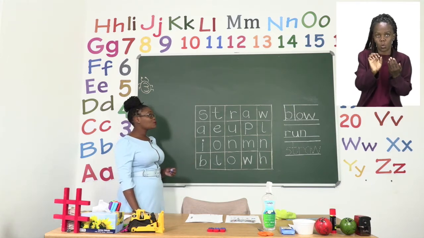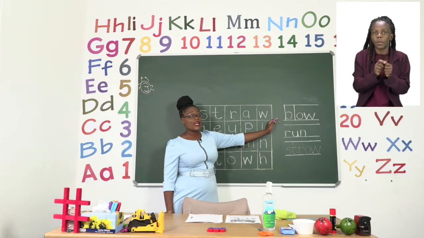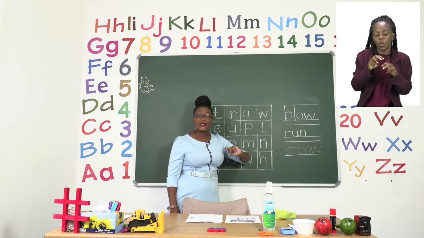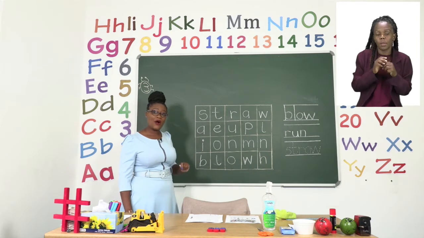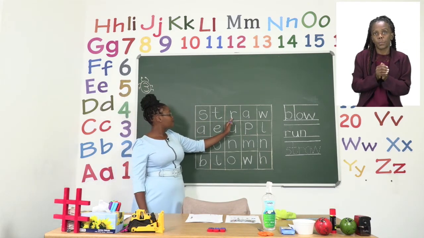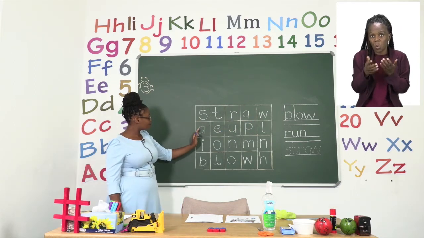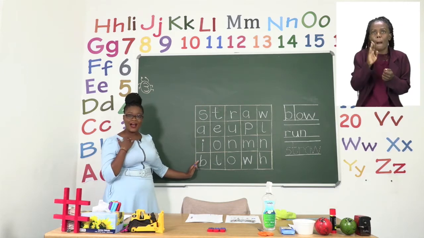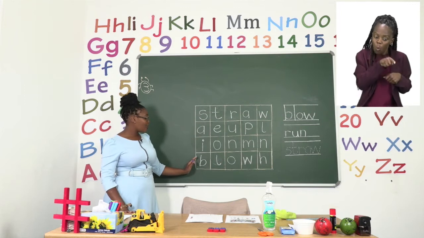The first word we're going to be looking for is the word blow. Now we start with the letter B. So we need to look for a letter B on our box. We can either start looking this way or we go down. I have found the B in my box. Did you? Well done!